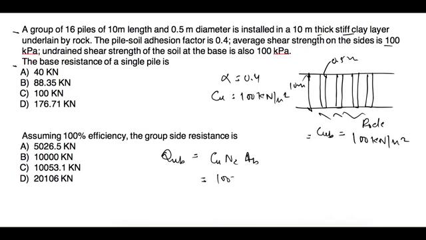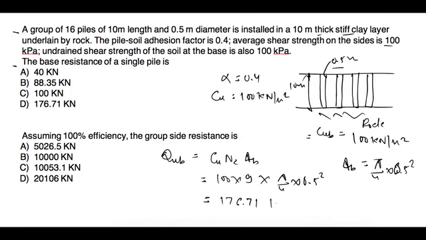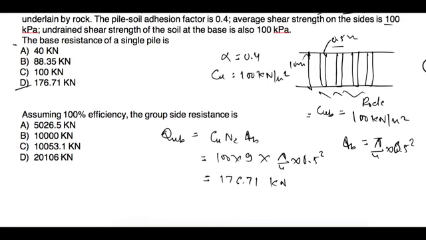Cu is 100, Nc we take as 9 in case of piles in clay, and area of base, so 0.5 meter is the dia of the pile, so area of base is equal to pi by 4 into 0.5 square. It comes out to be 176.71 kilonewton. So that is the answer, just the direct question.